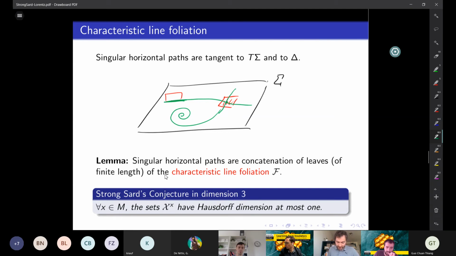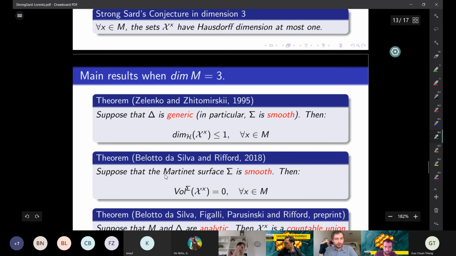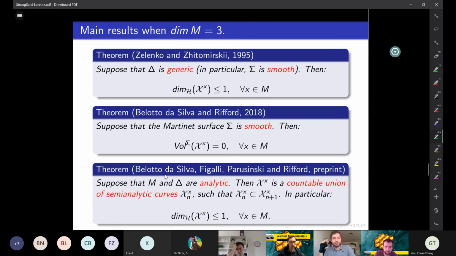Now the strong Sard conjecture based on this is that, since it's going to be a concatenation of leaves, we can expect that the Hausdorff dimension is going to be at most 1. Okay. So the results that I want to briefly talk about, the techniques that are used in dimension 3, are the following ones.